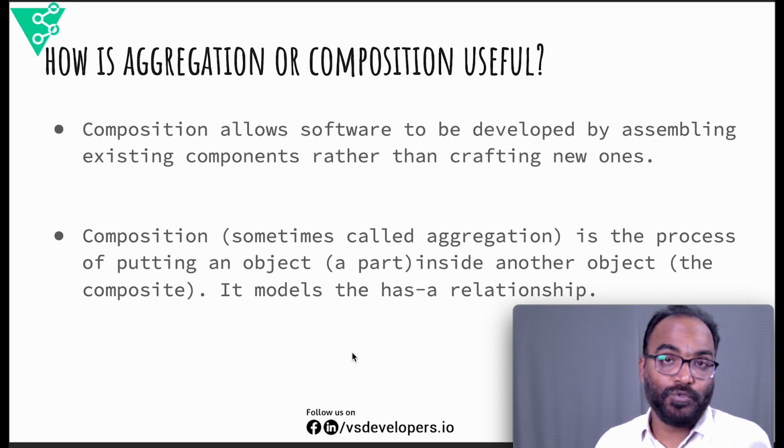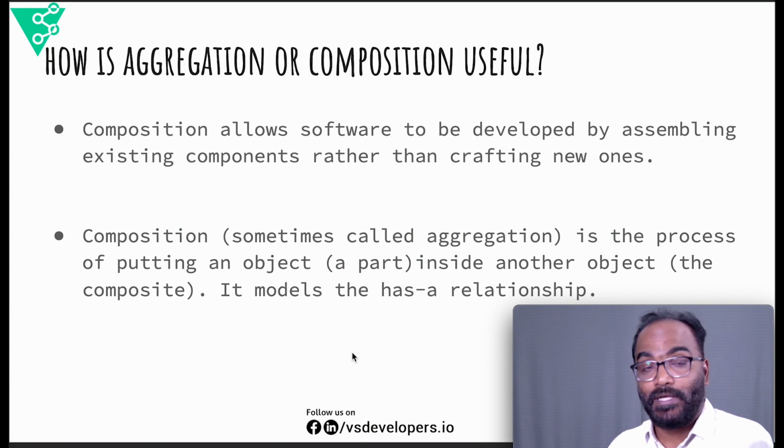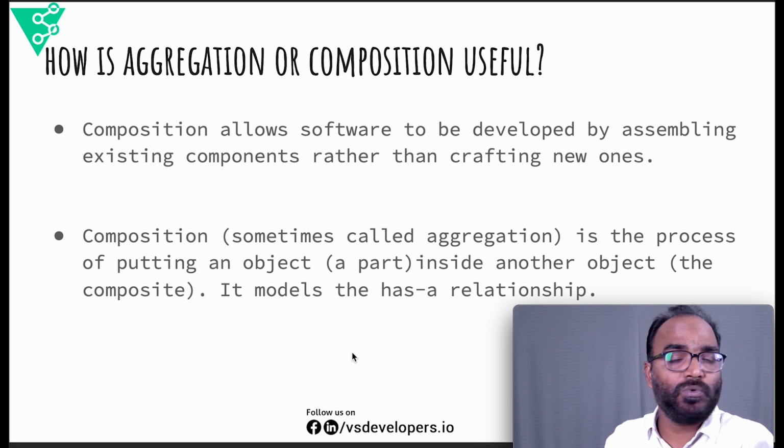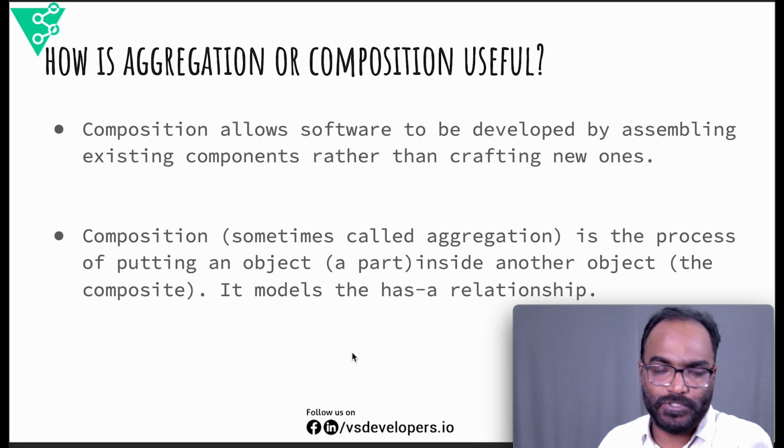This is a very powerful interview question, and it also gives you a very good understanding of what a has-a relationship is. You do get this interview question: what is a has-a relationship in object orientation and object oriented analysis and design? This question should help you understand what has-a relationship modeling is. So how is aggregation or composition useful?